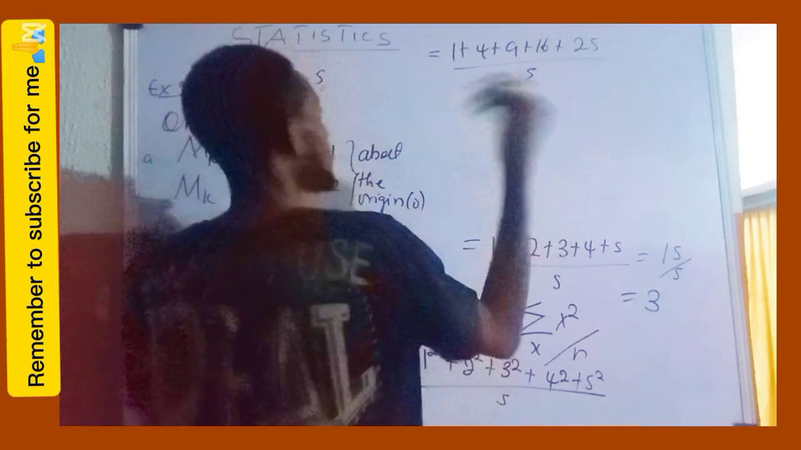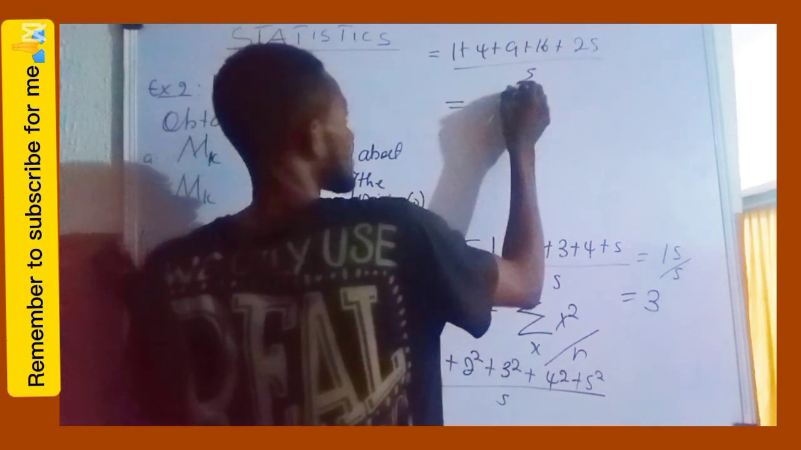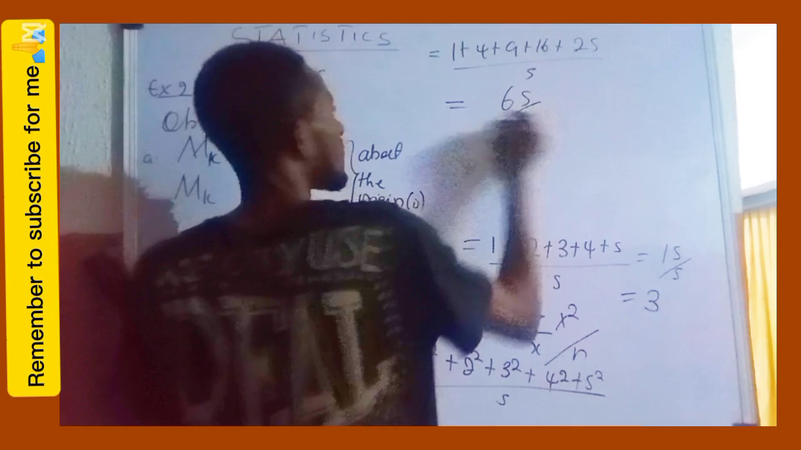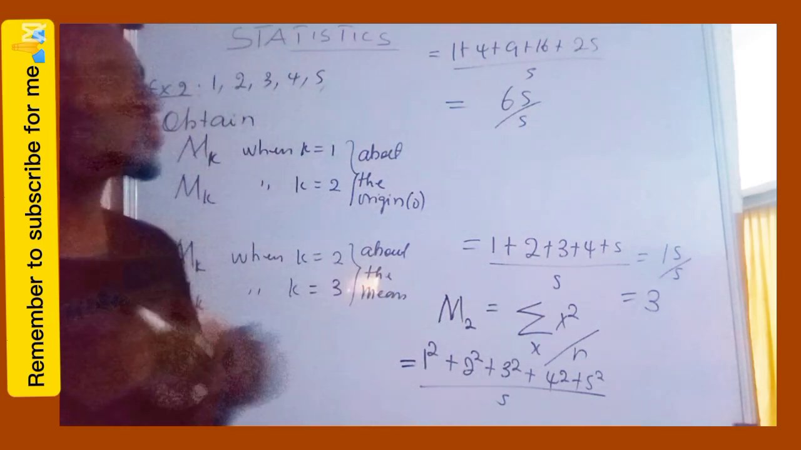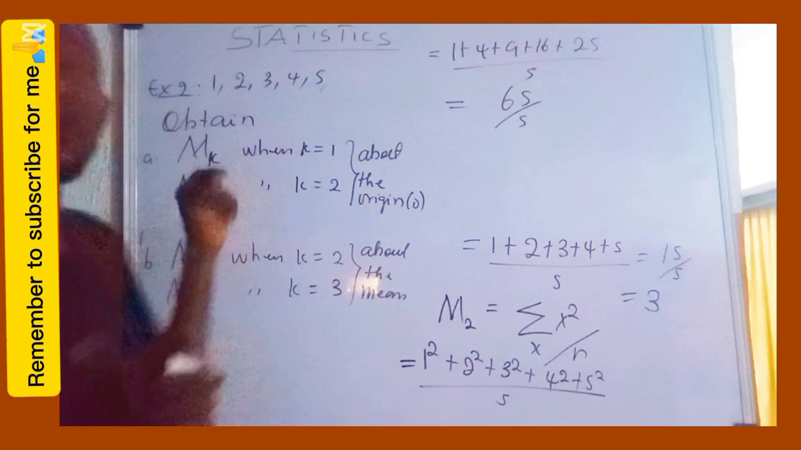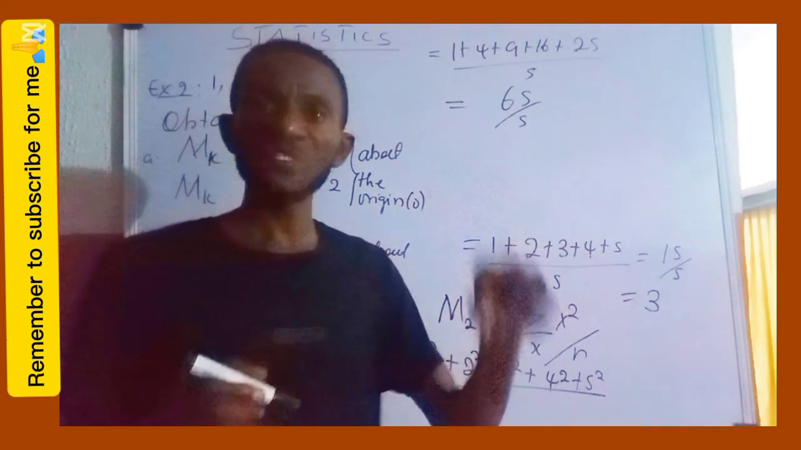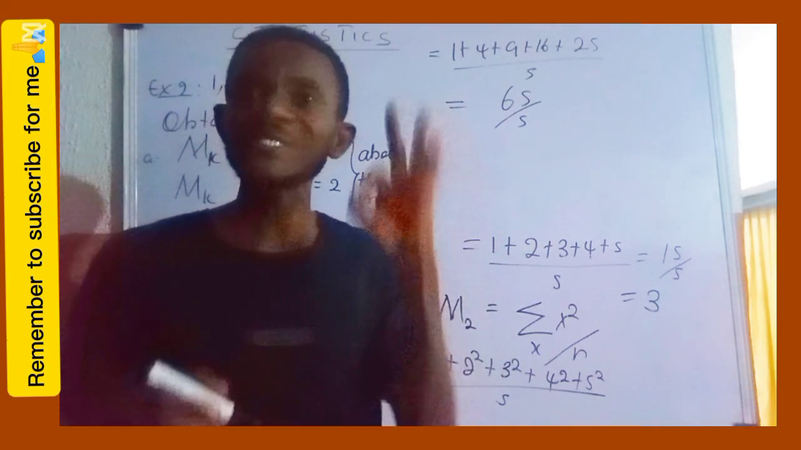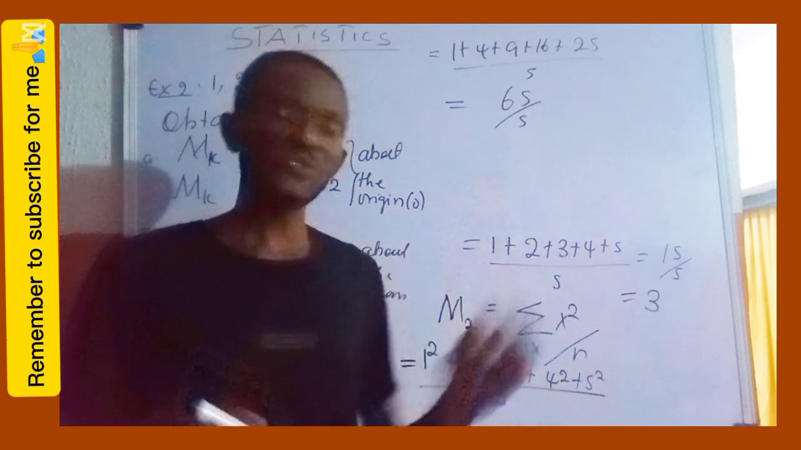You can cross check that with your calculator. I'm doing this off heart. So I have 65 all over 5. So 65 all over 5 is actually the second moment about the origin 0. Second sample moment about the origin 0.